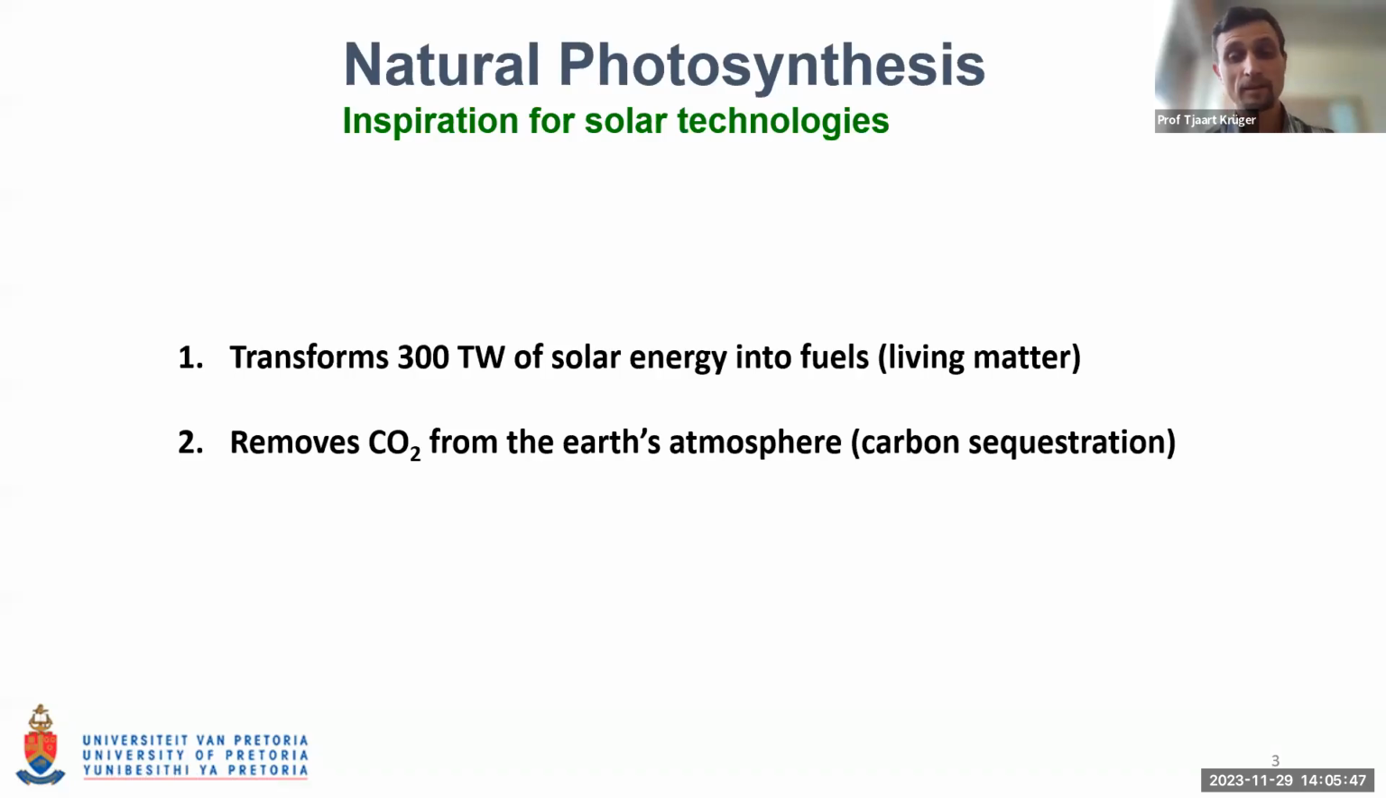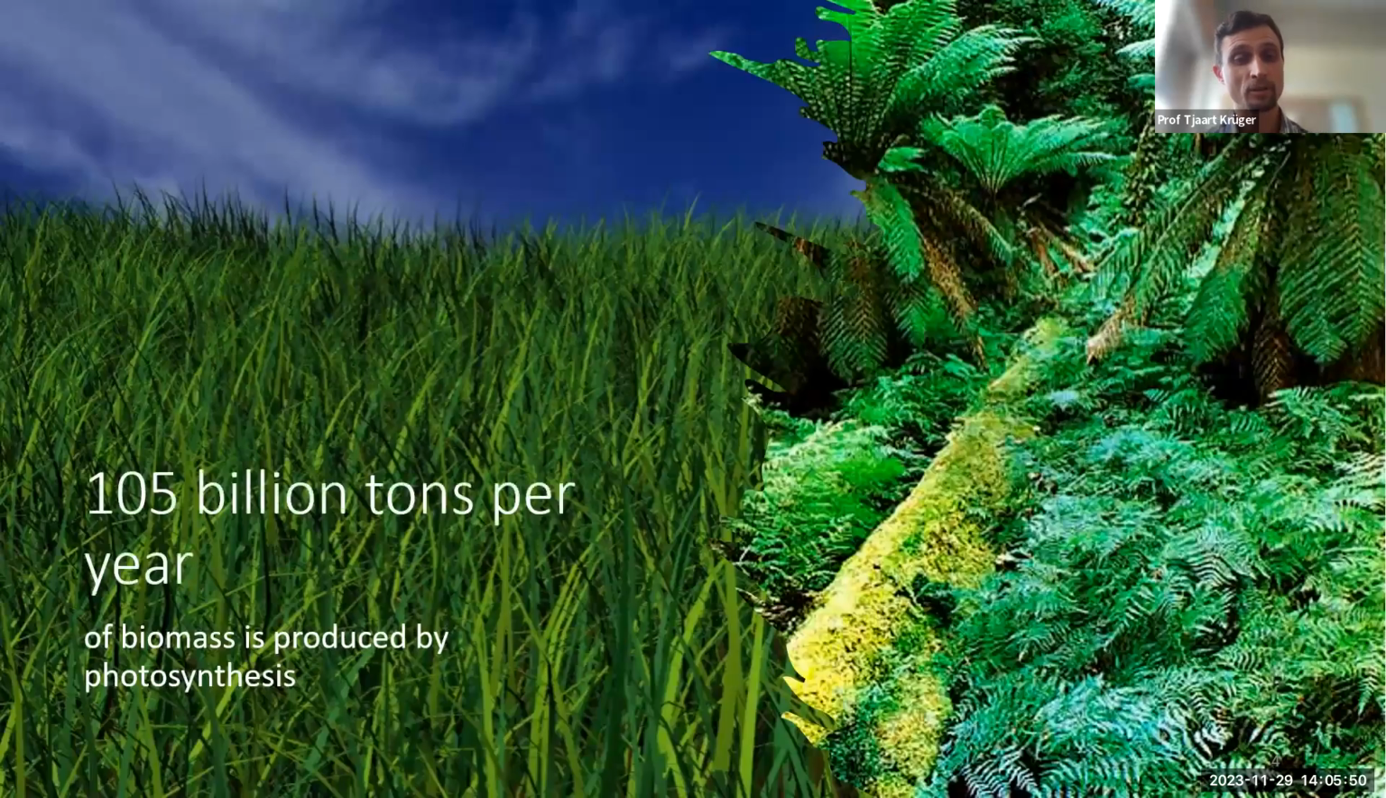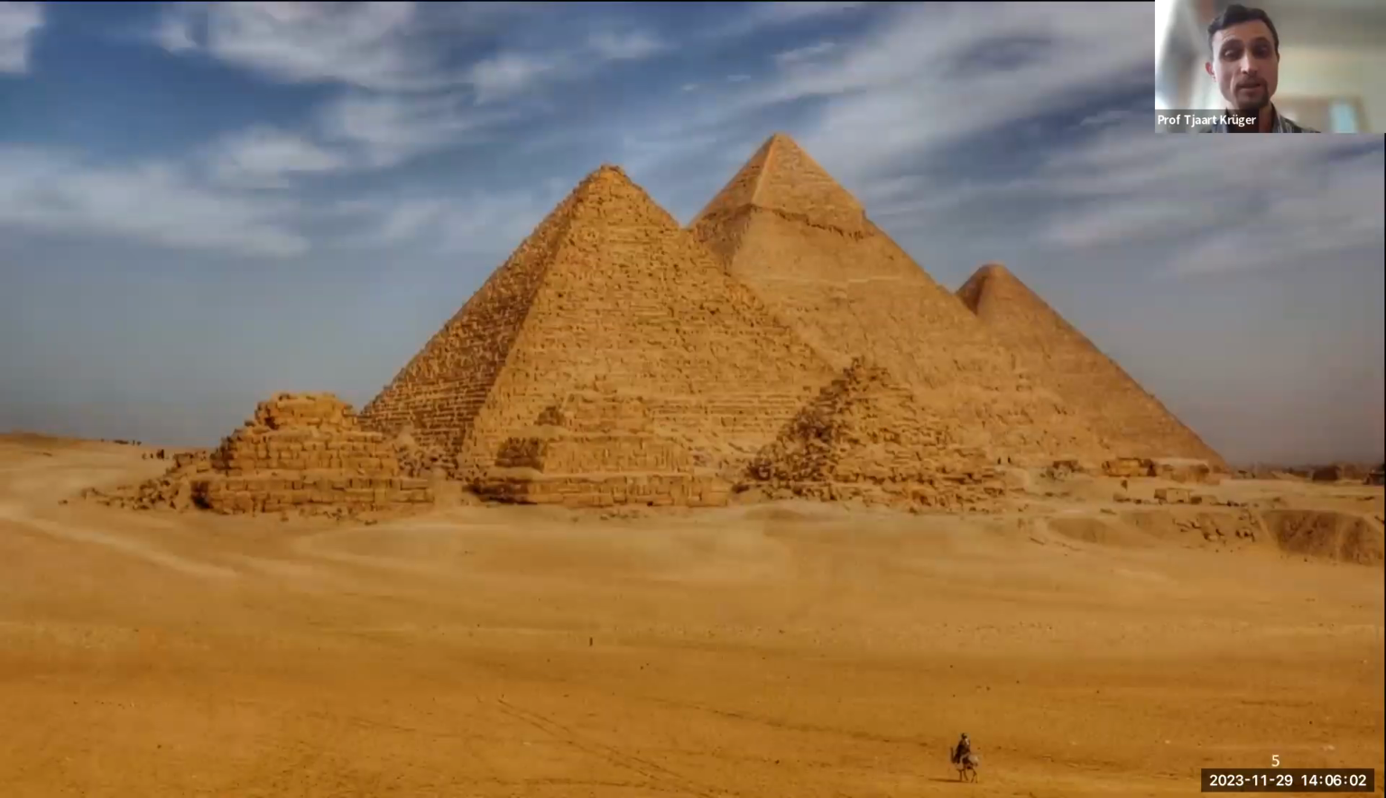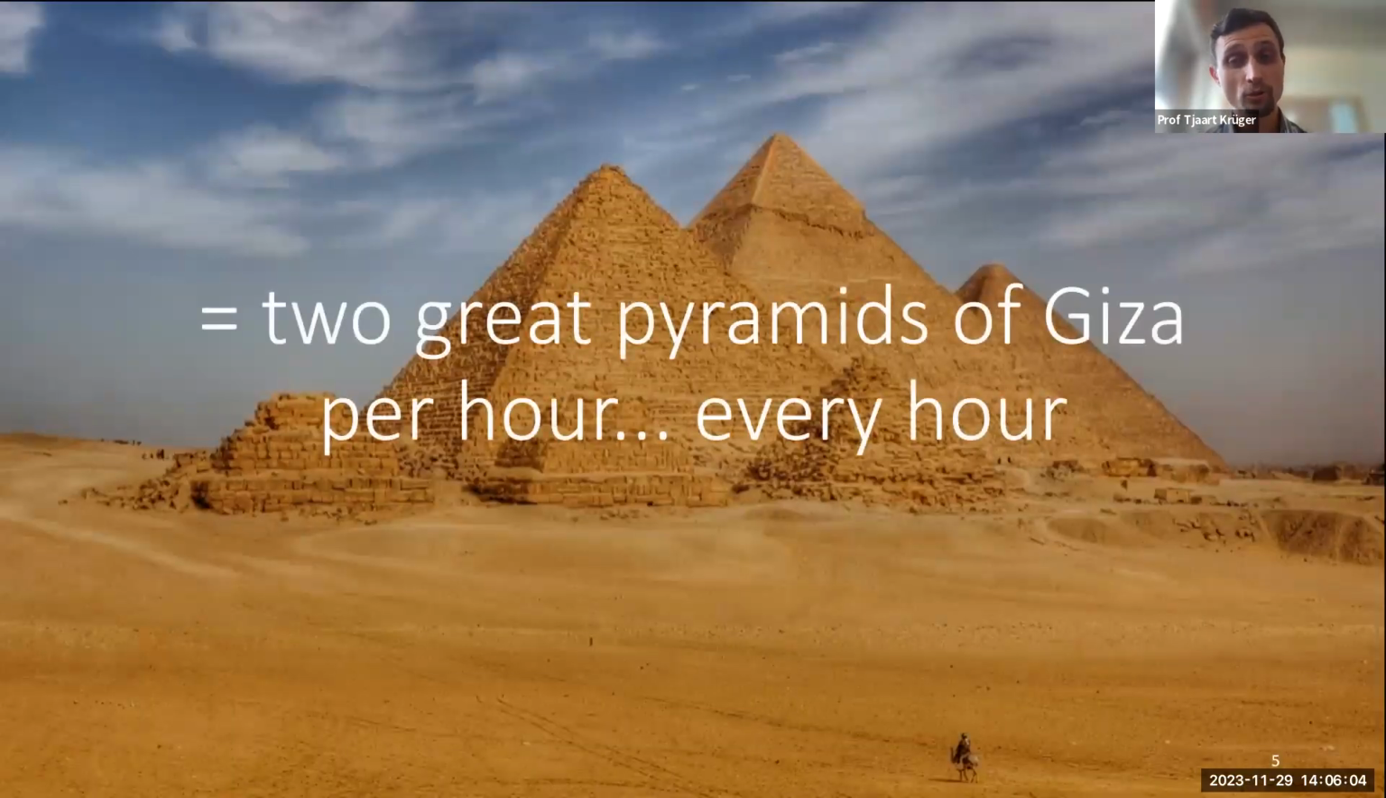Photosynthesis is a process that operates on an enormous scale. Per year, there's about 105 billion tons of biomass produced by photosynthesis. This is equivalent to two great pyramids of Giza per hour, every hour. This is really energy conversion at a massive scale.